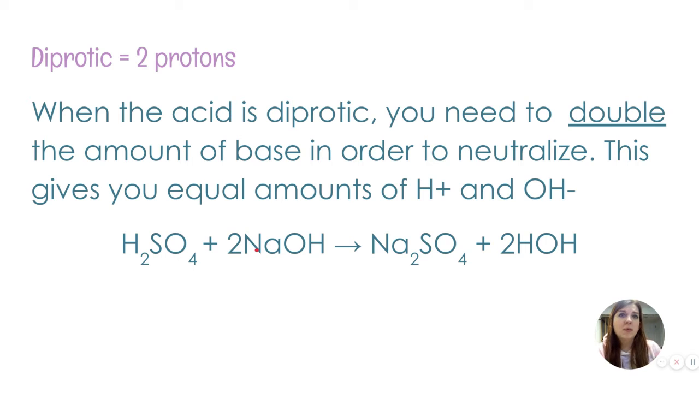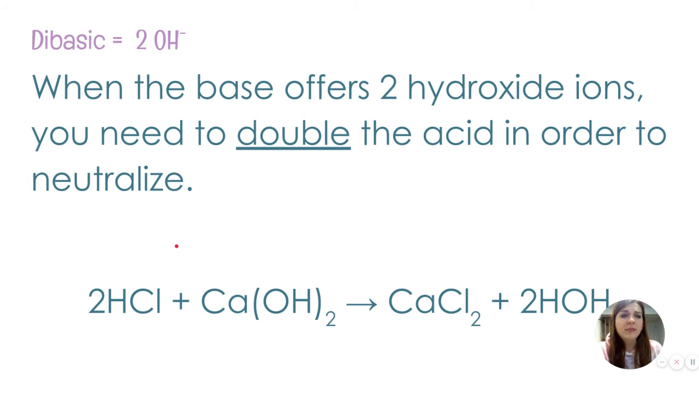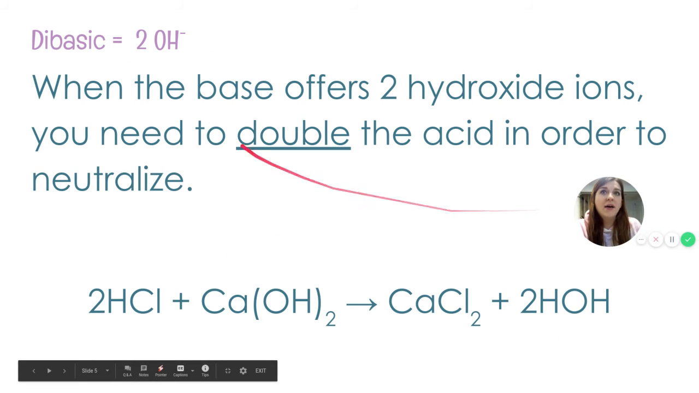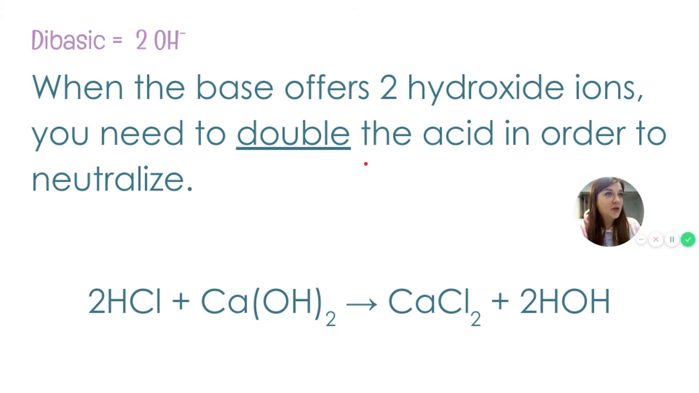But it's just something to keep in mind that when you have a diprotic acid, you need double the amount of base in order to neutralize it. And the same is true when I have a dibasic base. A dibasic base offers two hydroxide ions. Like in this case, we have calcium hydroxide.